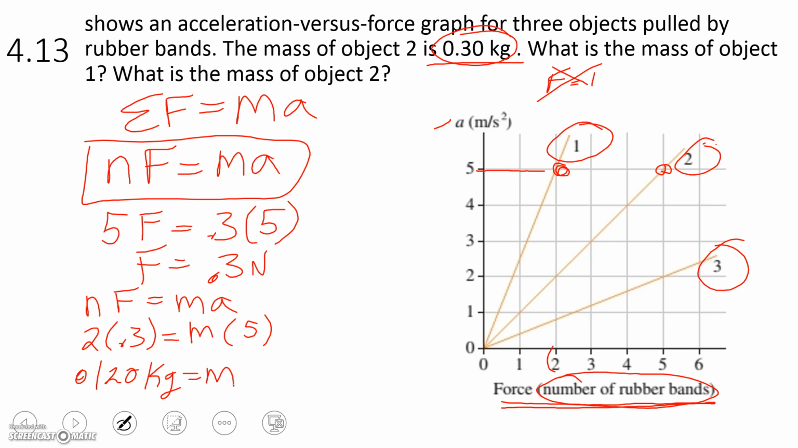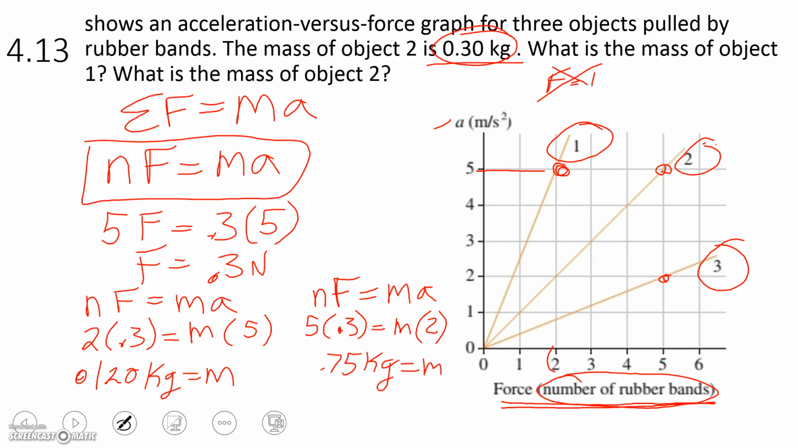You can do that for the third one. So number of rubber bands times the force is equal to m times a. Pick a point. Looks like this one has 5 rubber bands. Each rubber band has 0.3 newtons. The mass, we don't know. And then the acceleration, look over here, is 2. Type in your calculator and you get an answer of 0.75 kilograms. All right, good luck with the rest.